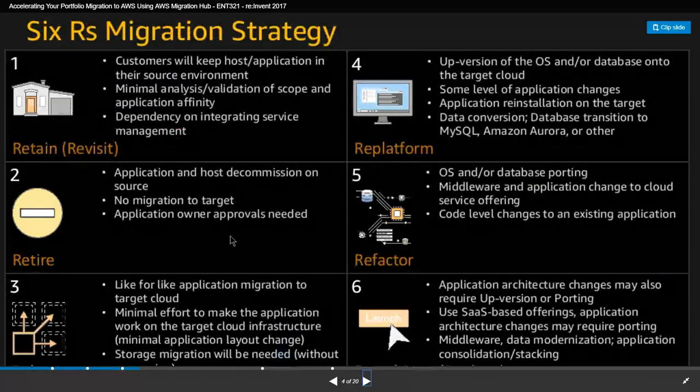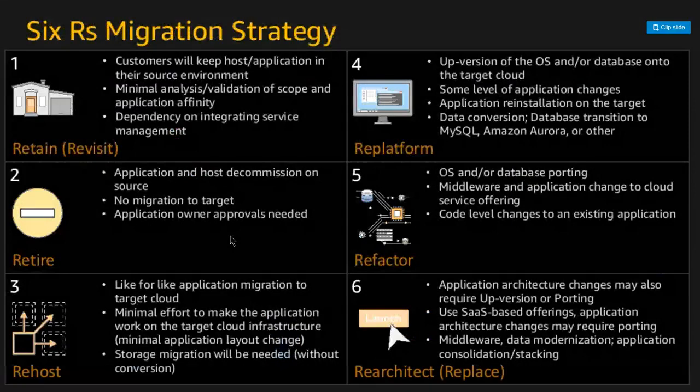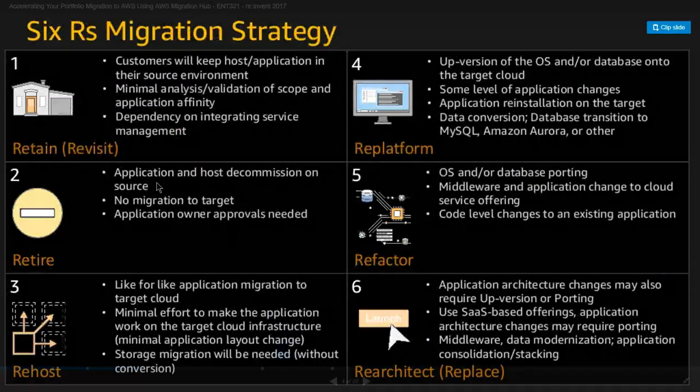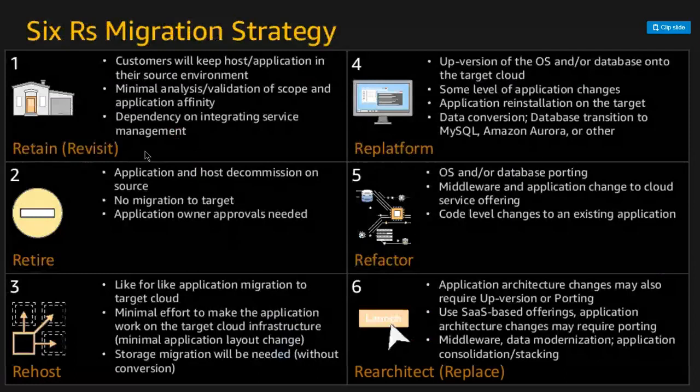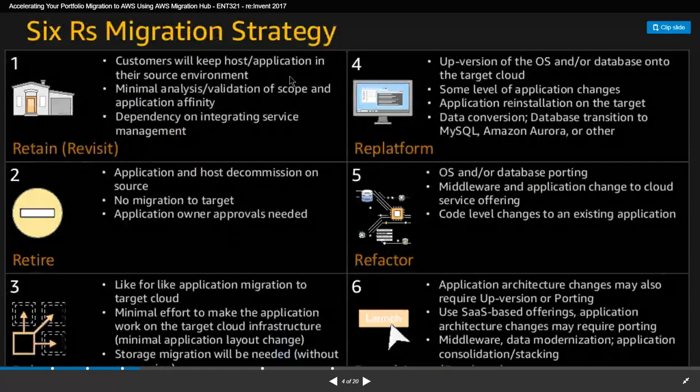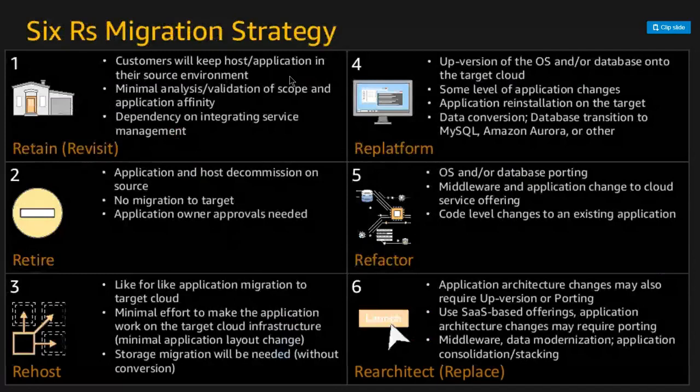Now we will discuss 6 strategies. How do you migrate them, right? The first strategy says retain or revisit. What is retain or revisit? Customer will keep host app. I'll give you exactly 1 minute. I want you to quickly go and read this.